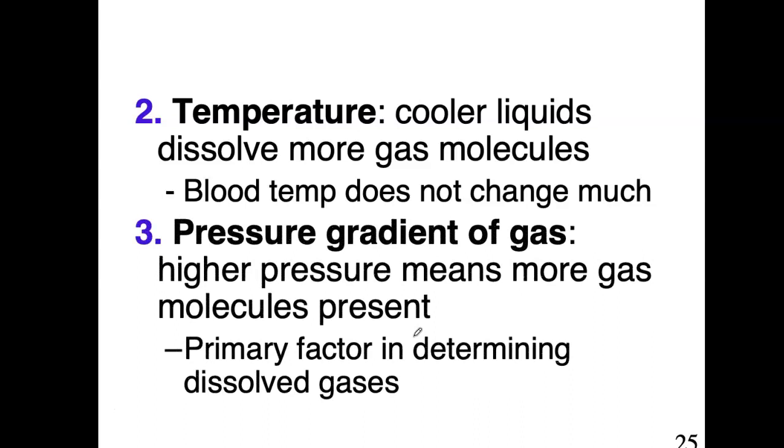The pressure gradient of that gas. Well, the higher the pressure means more gas molecules present. If you have just inhaled a lot of oxygen, you're at sea level and you've got a huge partial pressure of oxygen because you have 21% of that atmospheric pressure, then you're going to be able to move a lot of that oxygen out of the alveoli and into the liquid, which is the blood. If you're up on Everest, it's going to be a whole lot harder, right? So the pressure gradient of that gas, of where you are, is also going to matter.